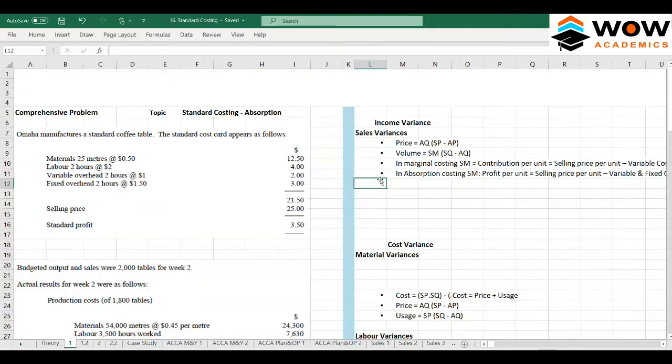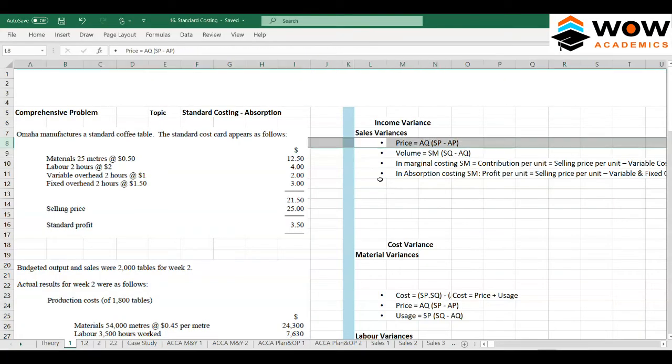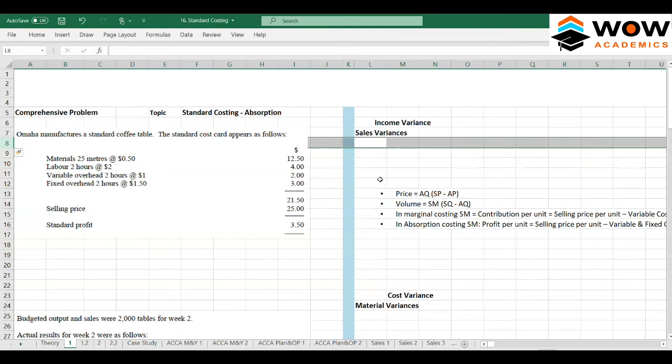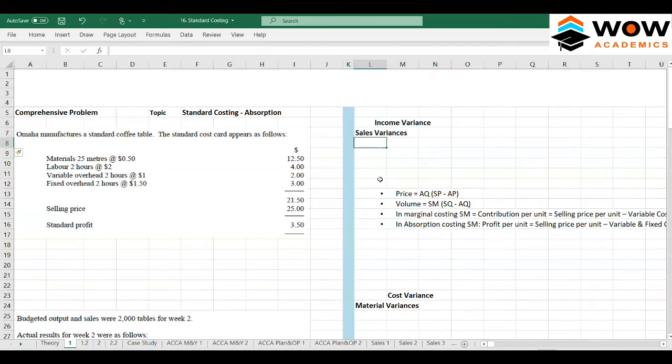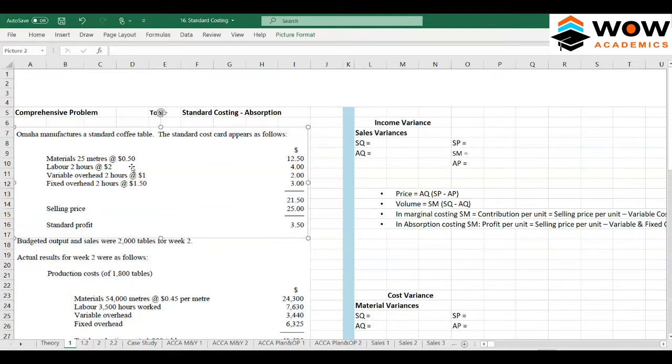So before working out any of these problems, first you need to get a few numbers, then only you can get the answer. So first we have to find out things like S cube, then SP, then A cube, and AP. So we need to find out these numbers. I think we have set up the table.